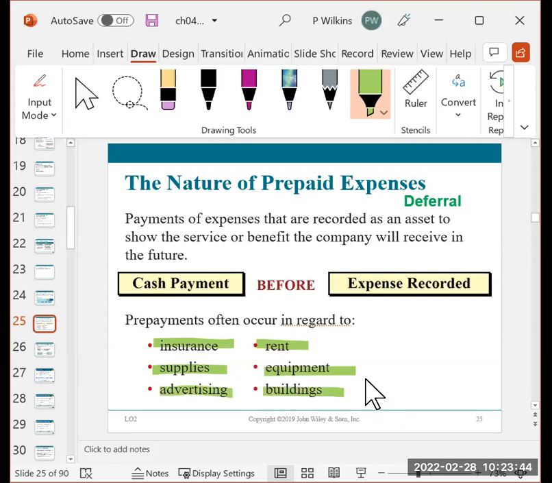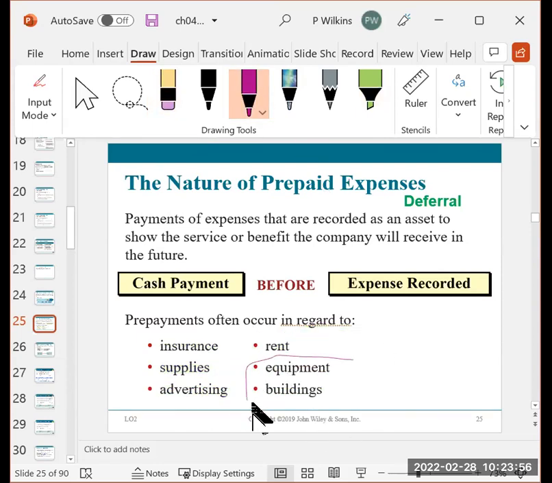Now, I will tell you this, the equipment and the buildings, what those will have to do with is depreciation. So those are going to be a little bit different. And the supplies is going to be a little bit different, okay? The other ones that we see here, the insurance, the rent, and the advertising, those are all going to be prepaid. So they'll say like prepaid insurance, prepaid rent, prepaid advertising. The supplies, equipment, and buildings are going to be different. We'll look at those individually when we get to those, okay?